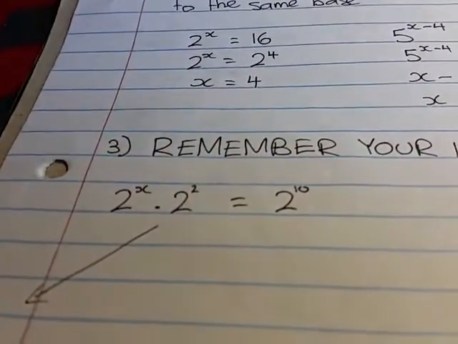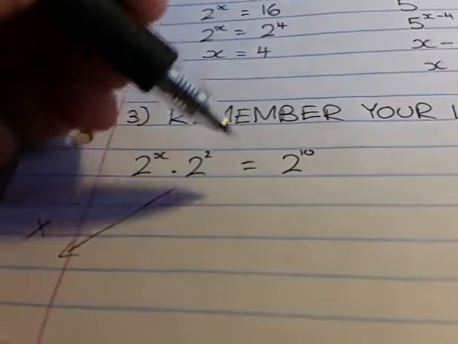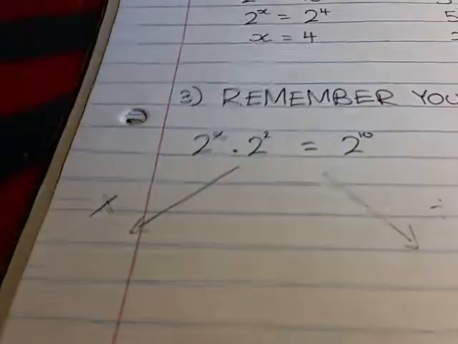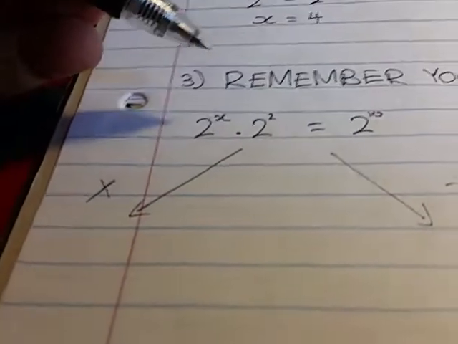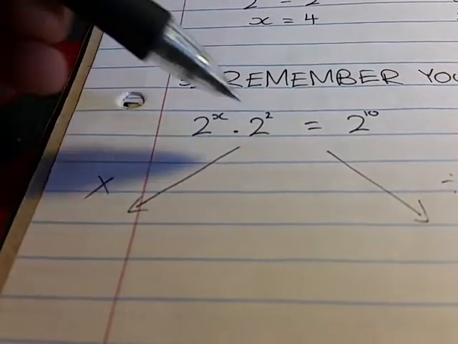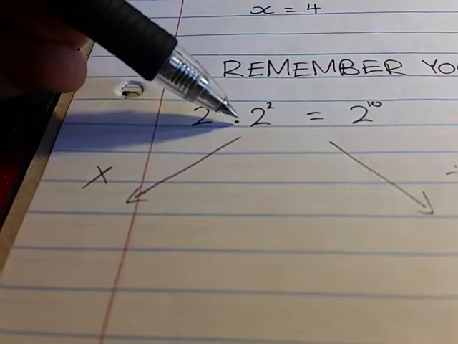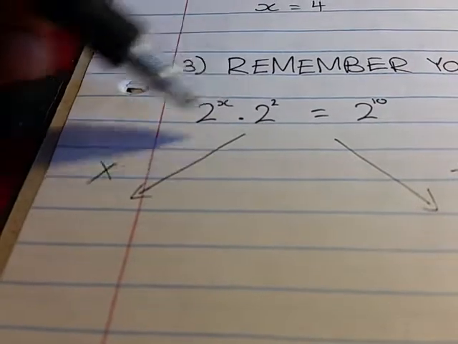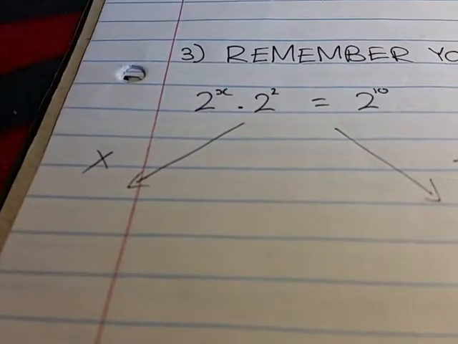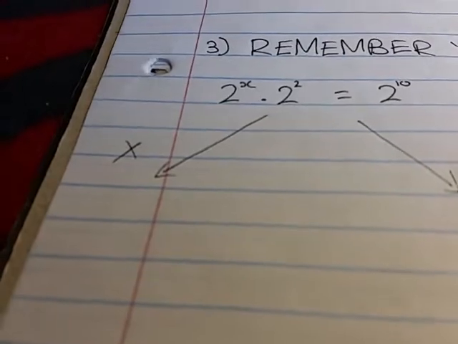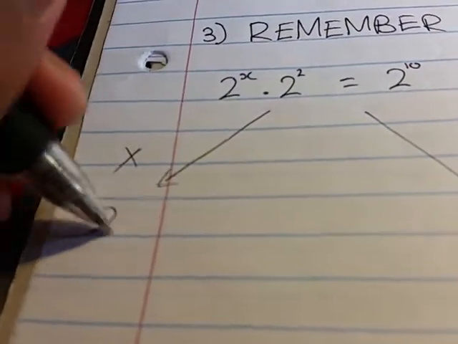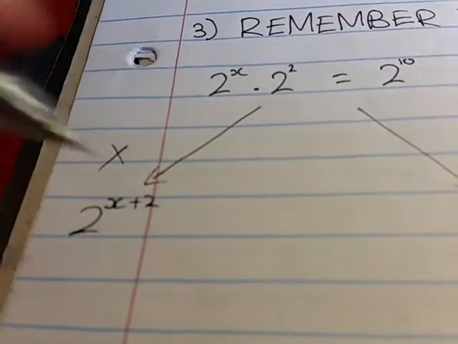So the first method I'm going to show you is with times, and the other is with divide. You're wondering what I'm talking about? Well, this is what I'm talking about. Remember your laws of exponents. That's 2 to the x times 2 to the 2. When you multiply and they have the same base, that's law number 1, you add the exponents. So you can turn these two into 2 to the x plus 2.